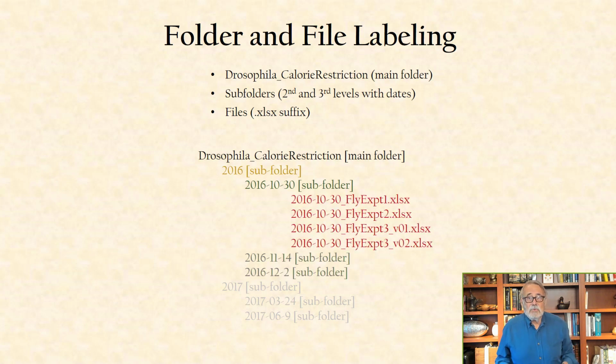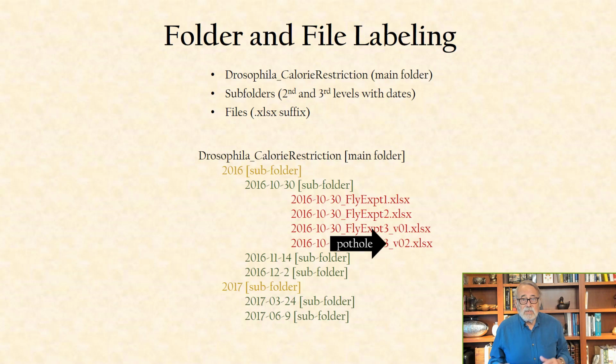The same with the subfolders. This is 2017 subfolder with the second level subfolders, and then within these would be the Excel files. Note that this set of example of folders and file naming includes what computer scientists refer to as the camel case and the pothole case. The former referring to the names that contain a mix of upper and lower case like fly experiment 1, and the latter to names that separate parts of a name with an underscore, that is 2016-10-30, and then an underscore fly experiment.